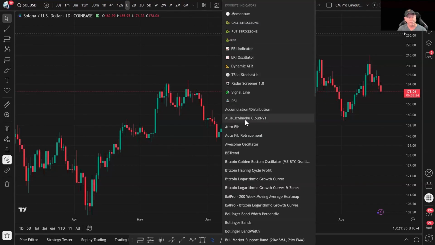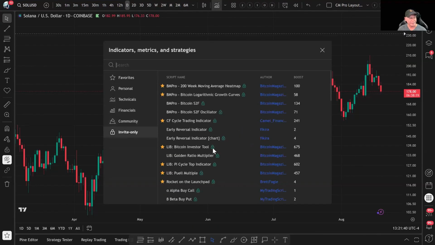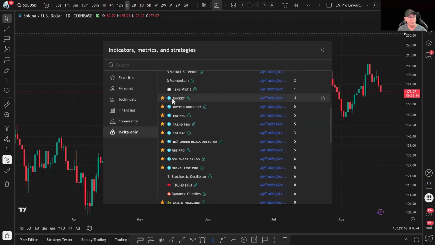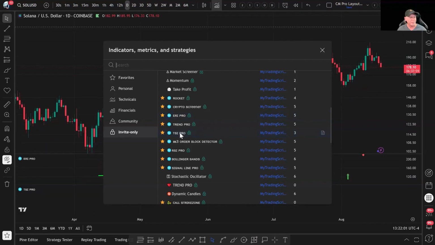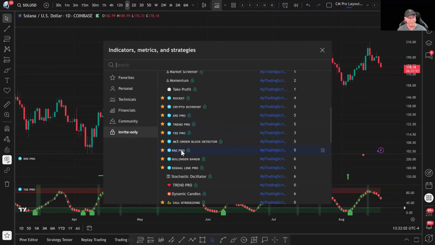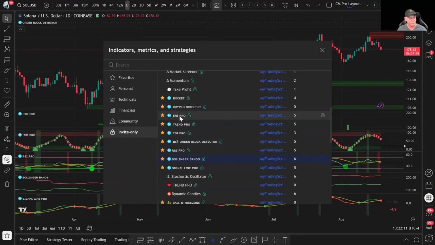All right, so coming down in here, we're going to go up to the chart overlay, invite only, and you'll see these with a blue circle next to it. The order that you click these is where they'll appear in the list up top. So because I usually look for ERI Pro first, I'm going to click that one first. And then I like TSI, I'll do that, and then I'll do RSI, and then the order block detector. You can do whatever order you want to do. Signal line, Bollinger Bands. You can sort of drag them. You can rearrange the order on the chart also.